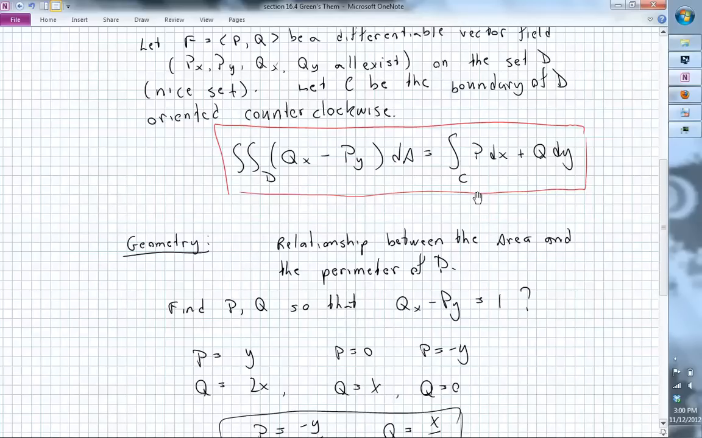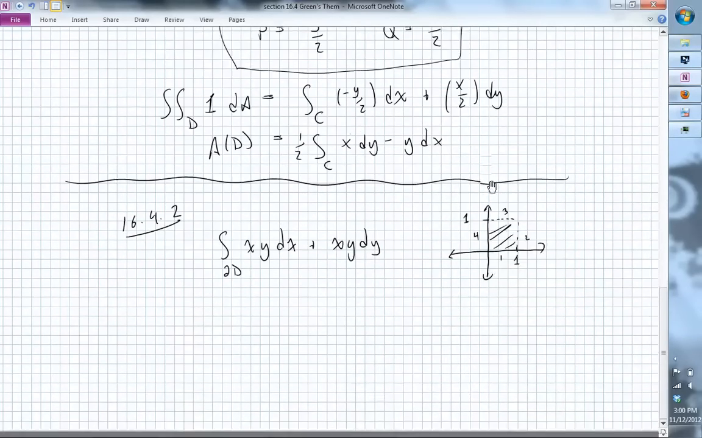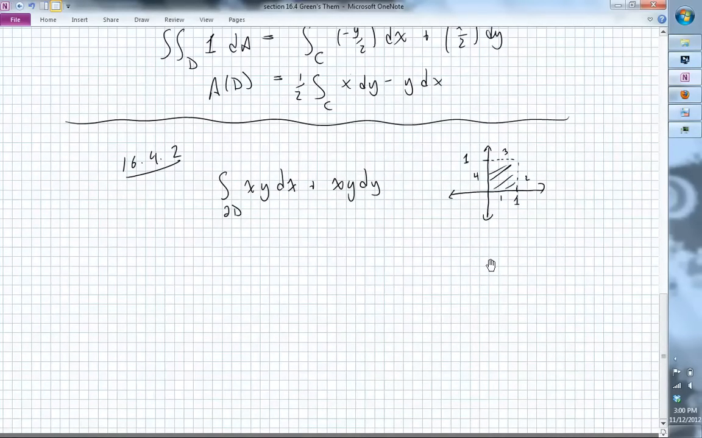And if you look closely here, P is the thing on the dx term, and Q is the thing on the dy term, right? So that's the big hint for how to figure out what is what. So this guy is P, this guy is Q. So P is xy, and Q is xy. By Green's theorem, we know then that this integral is the same as the integral over D of Qx, which is y, minus Py, which is x.